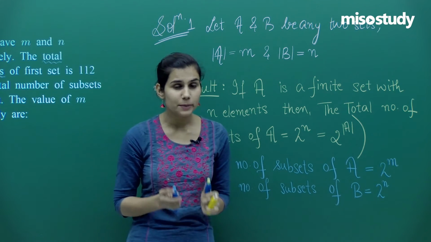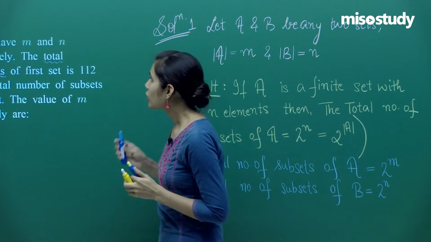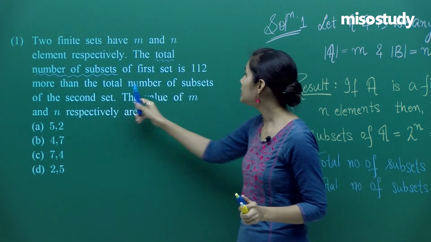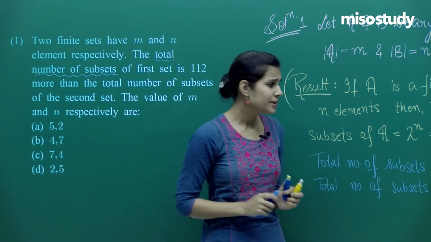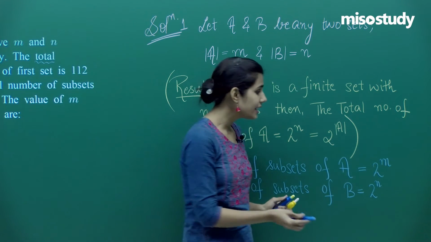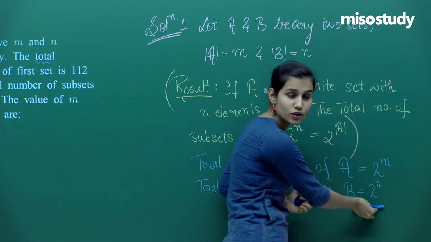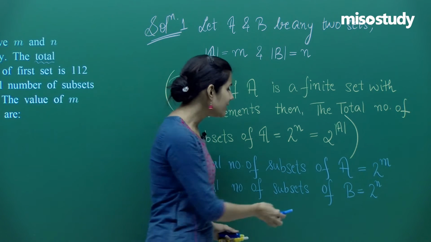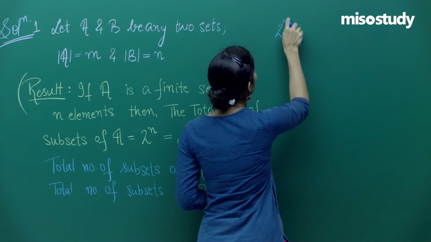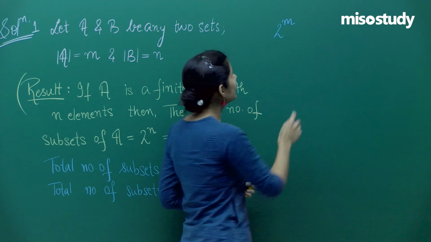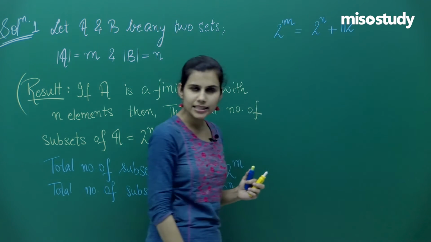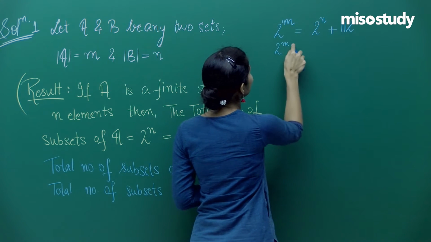Once we have obtained the total number of subsets of A and of B, let's see what the question says. The question says that the total number of subsets of the first set, which is A, is 112 more than the total number of subsets of the second set, which is set B. That means the number of subsets of A, which is 2 to the power m, is not equal to 2 to the power n, but once you add 112 to the number of subsets of B, you obtain the number of subsets of A. Therefore, what is given is that 2 to the power m is equal to 2 to the power n plus 112. Is that understood? And now I am going to do the obvious calculations.